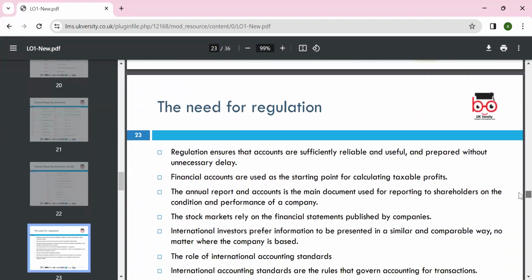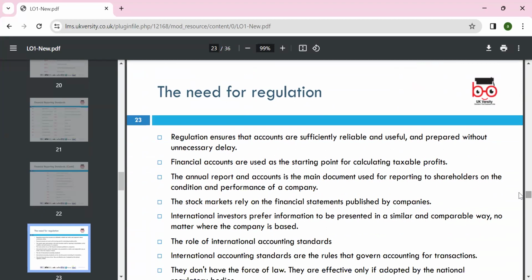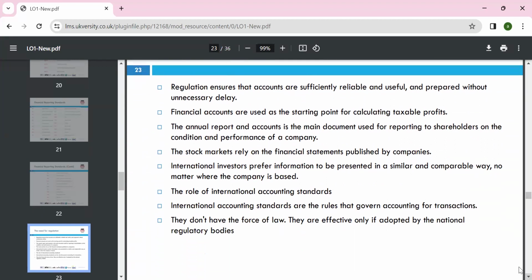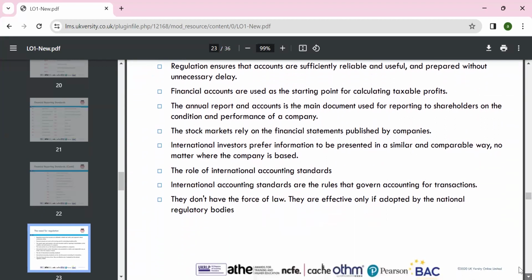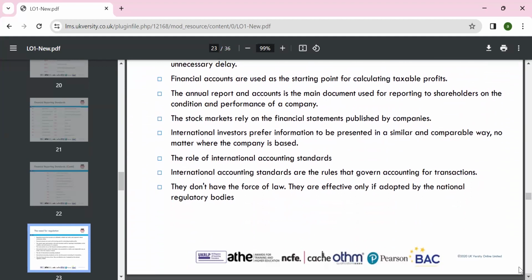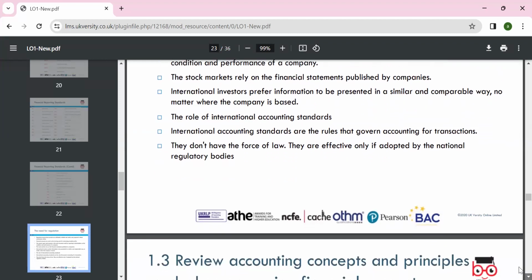We can look at the needs of the regulation: of course, reliable and sufficient. People have trust in accounting, which is used as the starting point for calculating tax, with annual reports and accounts within the main document. Of course, nowadays it is becoming compulsory for companies not only to give financial information but also CSR and sustainability reporting, financial and non-financial as well. That's what we need to explore.